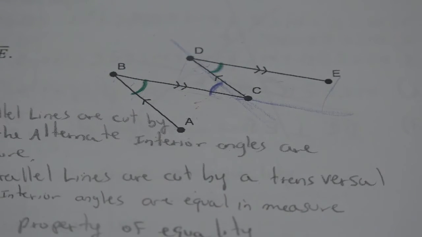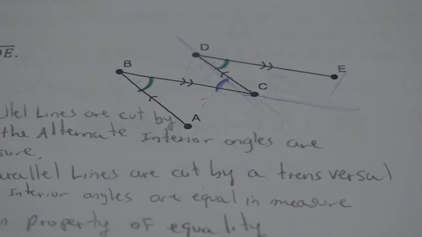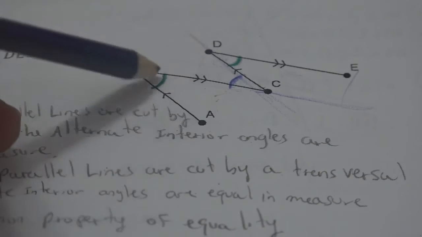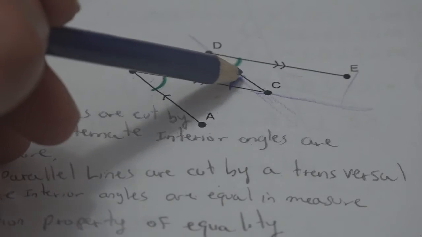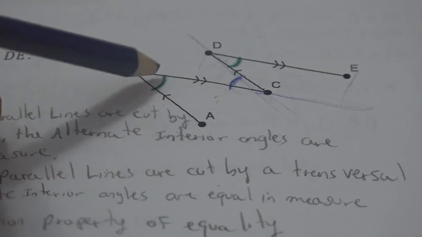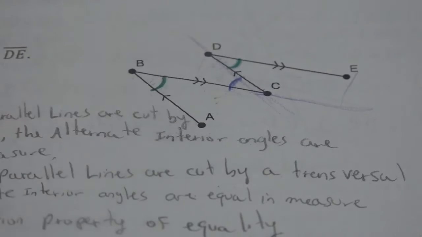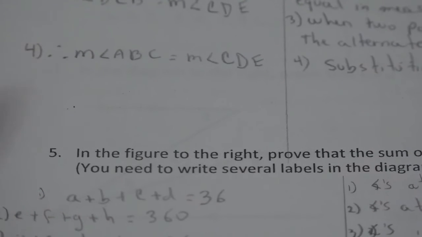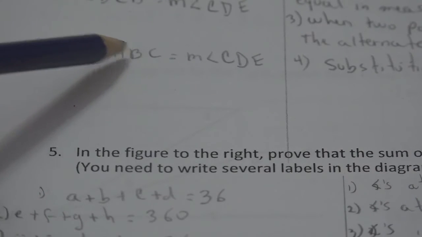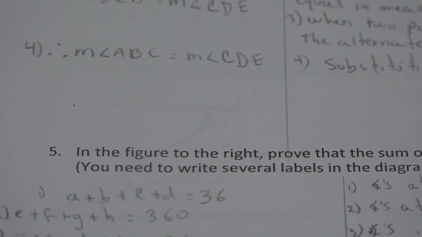Okay. So that's exactly what I'm going to say. This equals this equals that. I can substitute this for this, and so I can say that this is equal to that. So then I finally say that therefore the measure of angle ABC is equal to the measure of angle CDE. Okay?